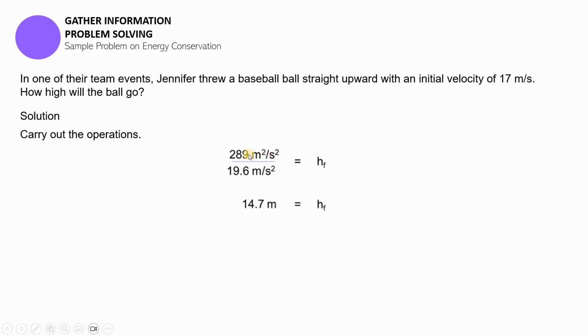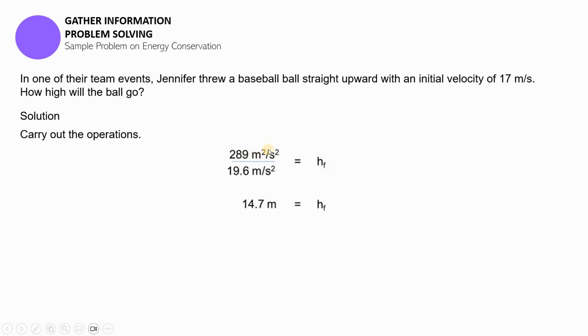Squaring it is going to give you 289 meters squared per second squared, and then multiplying them will give you 19.6 meters per second squared. Notice how the second squared just cancels out entirely, but meter squared over meter will cancel one of these meters, where you're going to be left with 1 unit of meter over here.